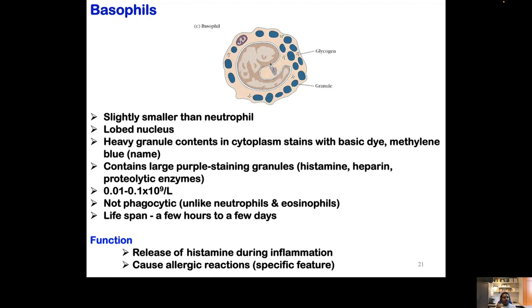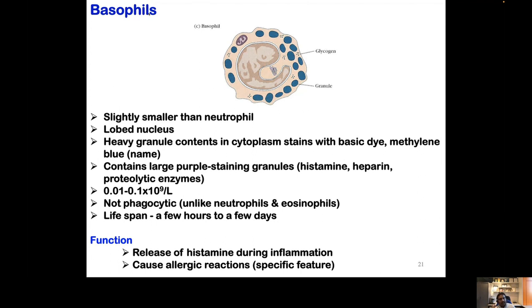The neutrophils will have a multi-lobed nucleus, eosinophils will have a bilobed nucleus, and the basophils will have a single-lobed nucleus. And they do have granules in their cytoplasm. They are heavy, and these cytoplasmic granules will stain with a basic dye called methylene blue. When you stain with methylene blue, they form large purple-staining granules, and that's why they are called basophils. So neutrophils can be stained with both acidic dyes and basic dyes.